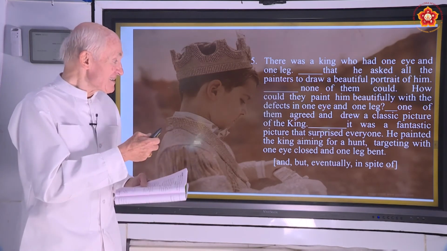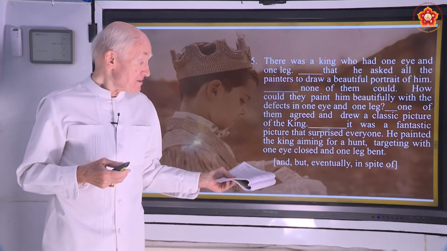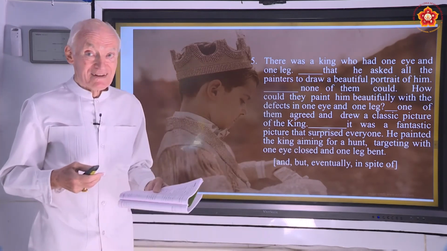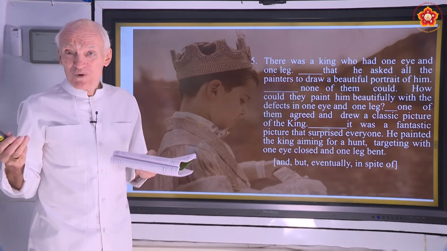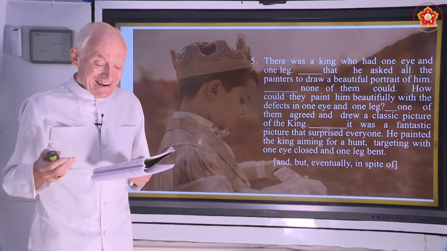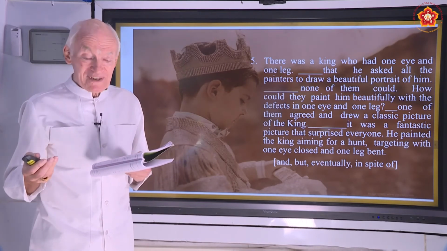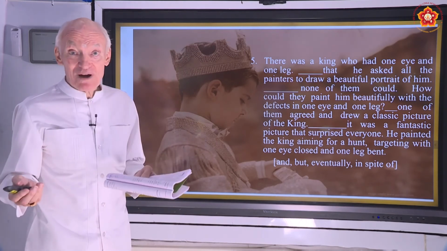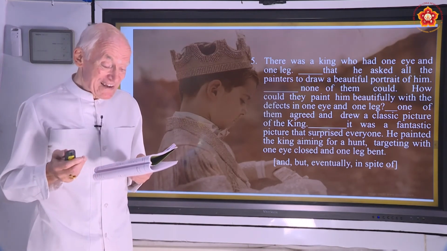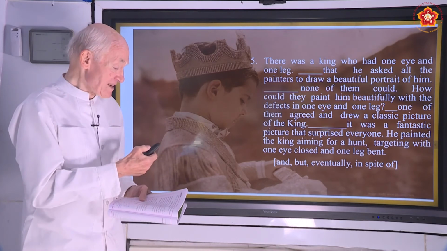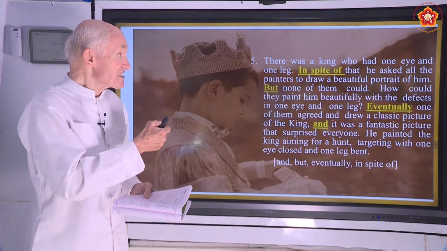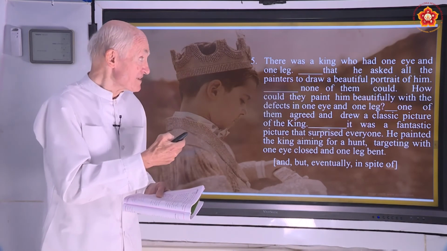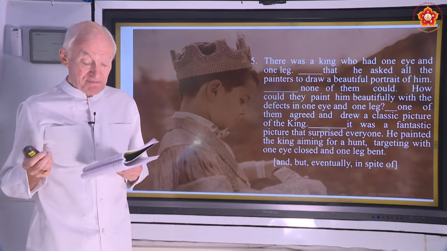So we look at the amount of linkers that were given: and, but, eventually, in spite of. So because of him being one-eyed and one leg, he wants to get a portrait made. So the proper linker is in spite of that problem, he wanted to get a picture made. Let's see if that's the right answer. In spite of that, he asked all the painters to draw a beautiful portrait of him. So in spite of is the proper linker.